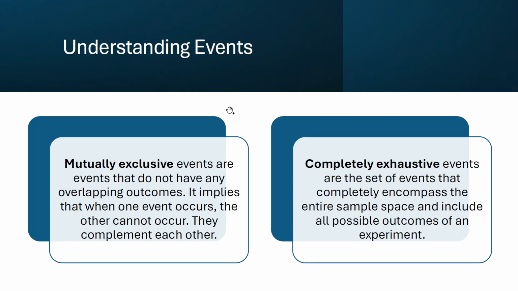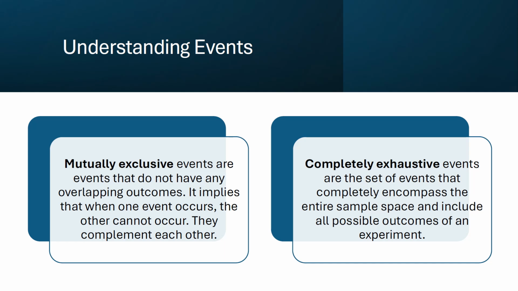So let's understand what a mutually exclusive event is. Mutually exclusive events are events that do not have any overlapping outcomes. It implies that if one event occurs, the other cannot occur. These events complement each other, but the same occurrence of an experiment cannot be part of two events at the same time.